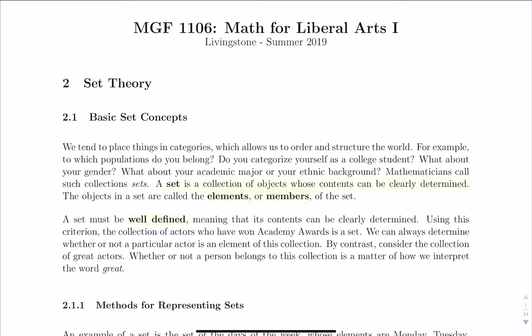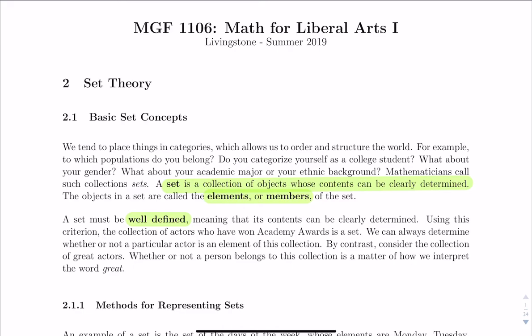Mathematicians call such collections sets. A set is a collection of objects whose contents can be clearly determined. The objects in a set are called the elements or members of the set. A set must be well defined, which just means that its contents can be clearly determined. So using this criterion, the collection of actors who have won Academy Awards is a set because we know whether that's a true statement or a false statement. By contrast, we can't consider the collection of great actors because it depends on the person you're asking what would belong in that set.